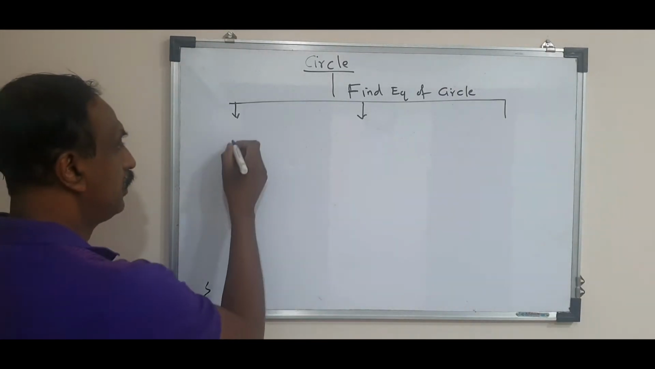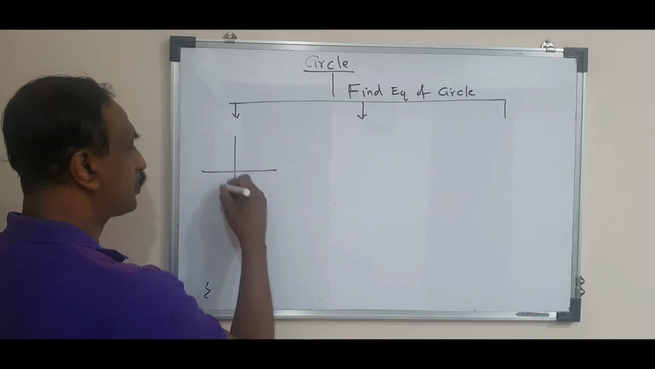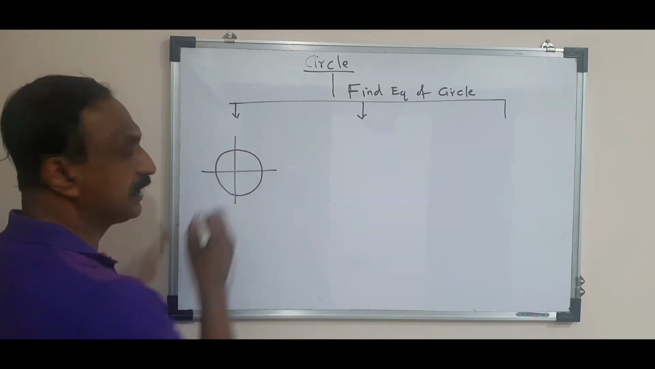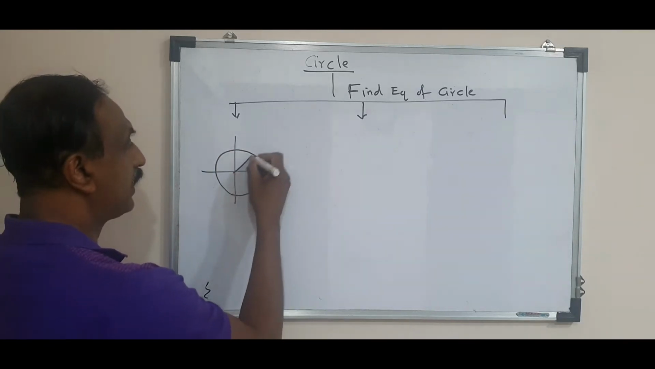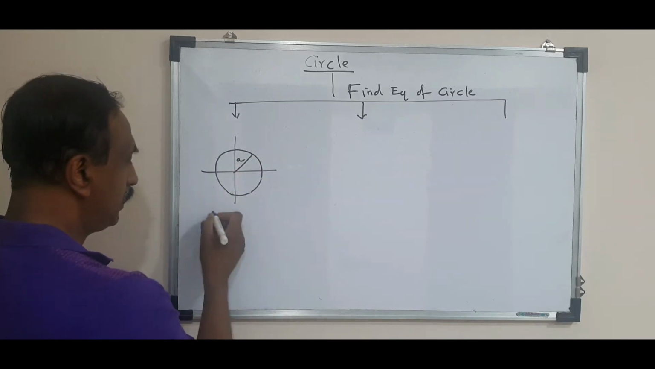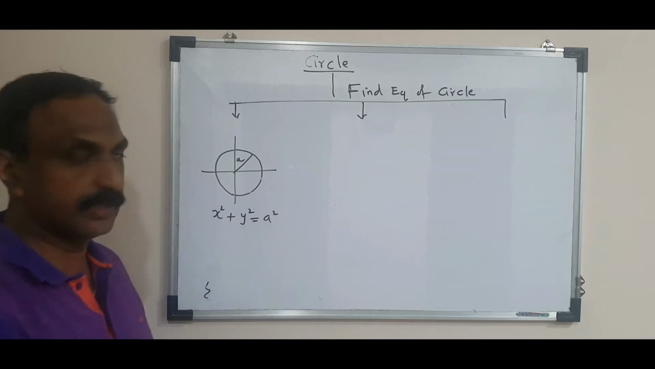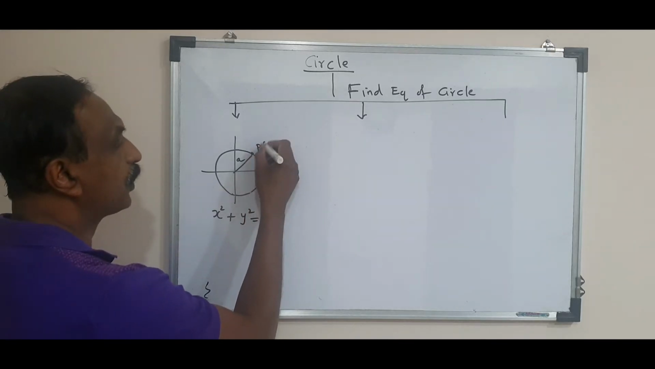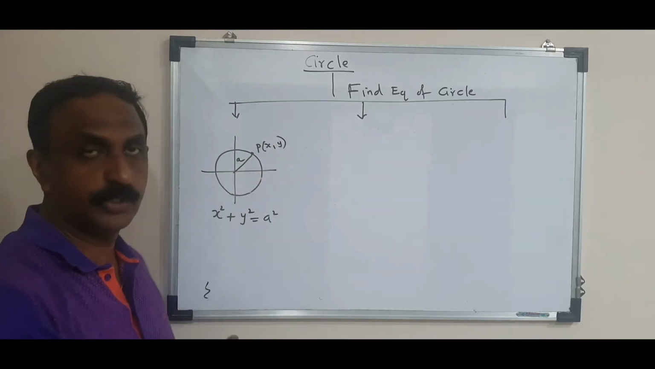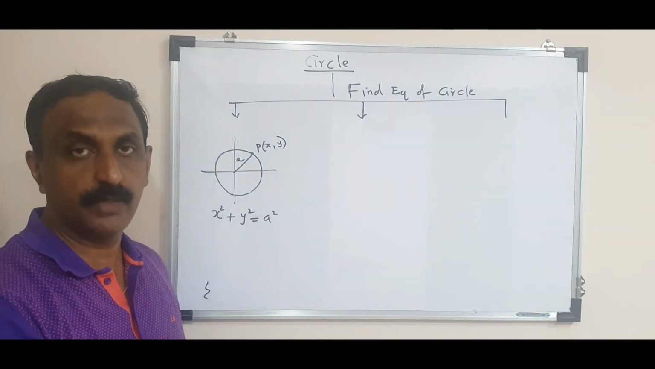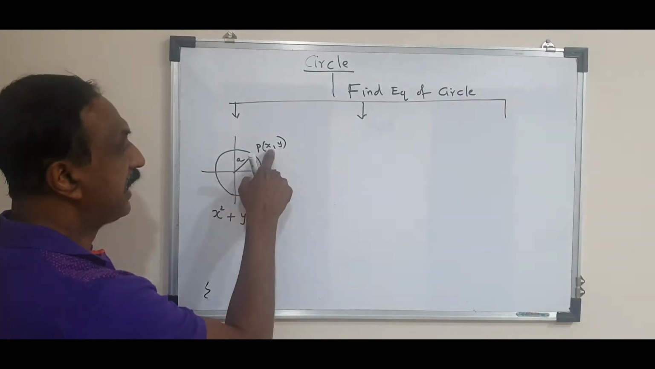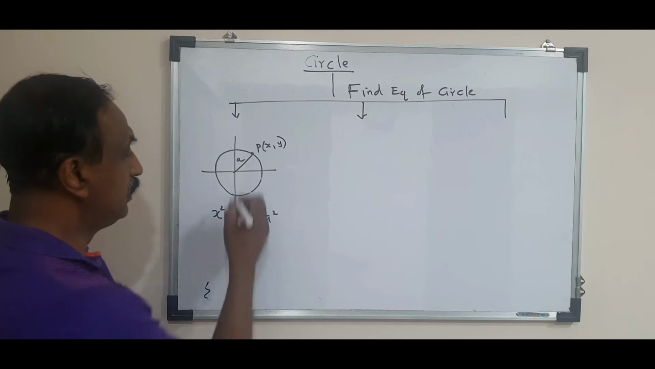First is when the center of the circle is at the origin and the radius of the circle is a, then the equation of the circle is x square plus y square equal to a square. Very simple method. You take any point on the circle. Remember, equation means the condition satisfied by every point of the circle. x comma y is any point of the circle.